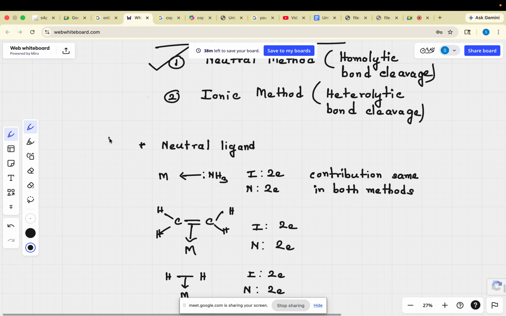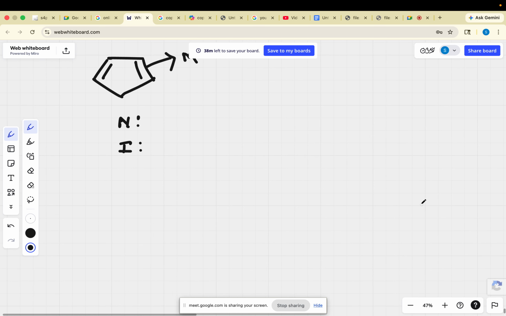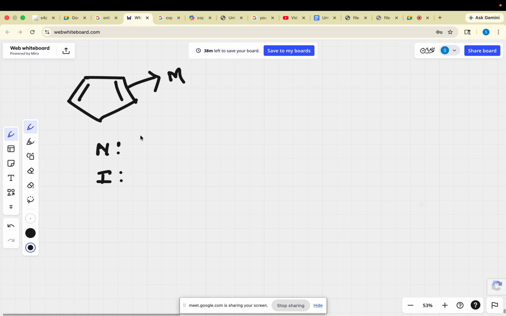See, if you have a neutral ligand, then the contribution is the same in both the methods. So if you have a pi bond, this double bond is basically a neutral ligand. That means in neutral method you will have 2 electron donation, and in ionic method also 2 electron donation. And the formal charge will be 0, and eta value will be 2.